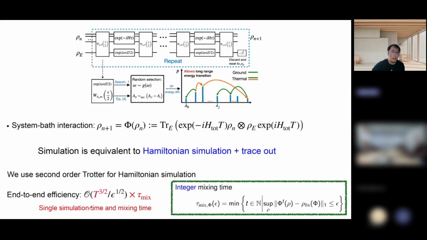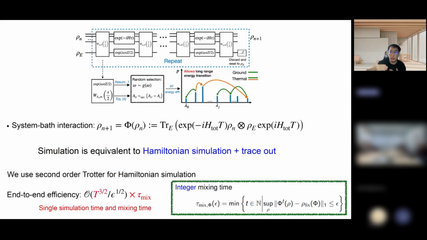Here, the first term is just the simulation cost of a single step of our algorithm. But this is an iterative algorithm. So to characterize the end-to-end complexity, we also need to consider how many iterations we need to do. This is actually related to the mixing time of my quantum channel Phi.